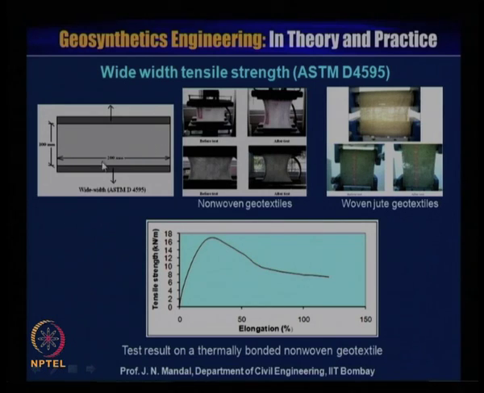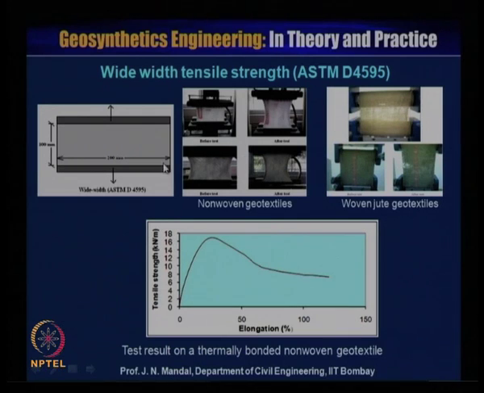So, here gauge length is about 100 millimeter. You can see that we have conducted some tests on the non-woven geotextile material, and also the woven geotextile material. You can see in case of the non-woven geotextile material there is a formation of neck, and in case of the woven geotextile material you can see the typical failure pattern.